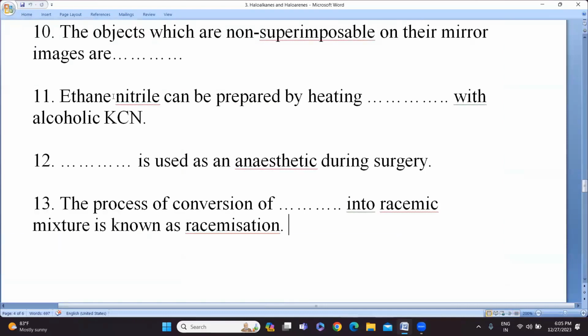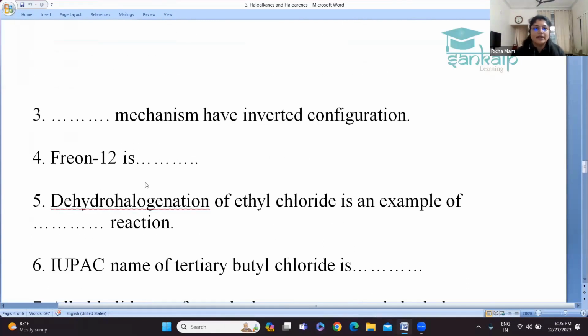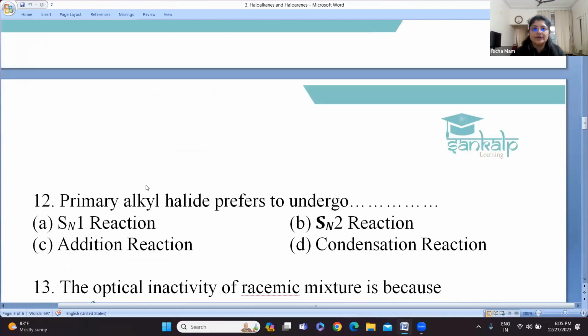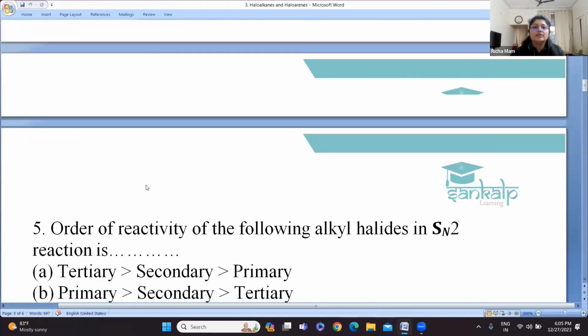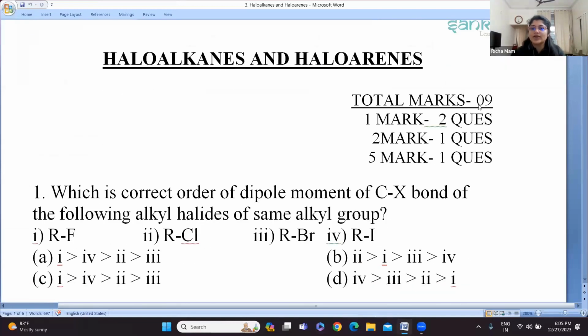Yes. So we were discussing the chapter haloalkanes and haloarenes, right? In the previous session, we have seen the MCQs as well as the fill in the blanks. As you know, this chapter is for 9 marks. From this particular chapter, you'll be getting 1 mark, 2 questions, 2 mark, 1 question, and 5 mark, 1 question.